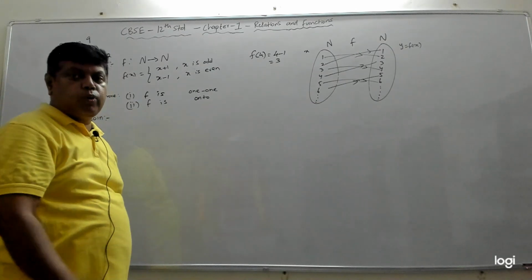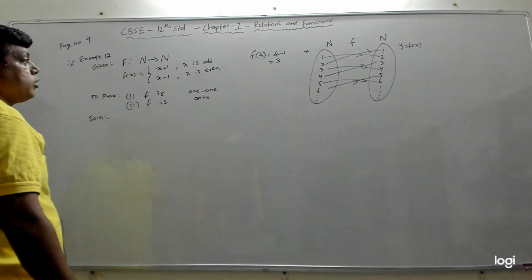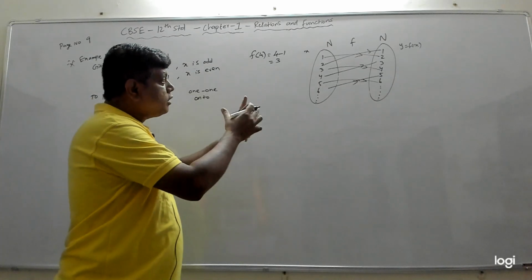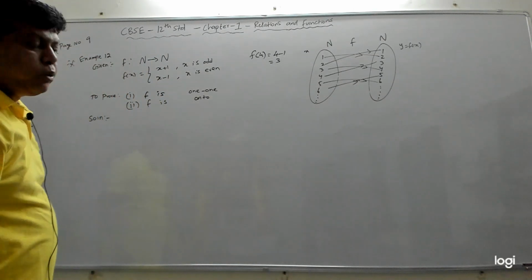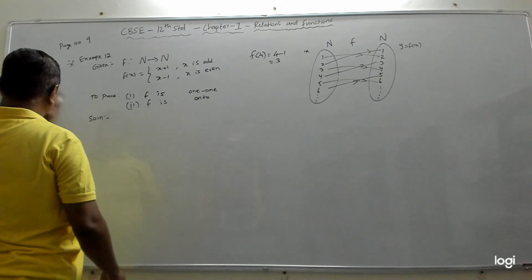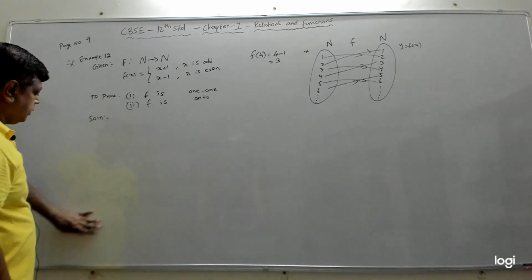We have to show that it is 1-to-1 and onto. Looking at the arrow diagram, it looks like it's 1-to-1 and onto. But we need to prove that. So we will have different cases to prove that.